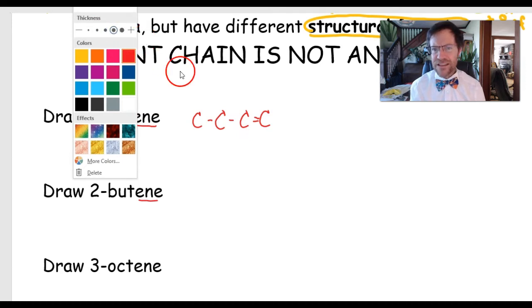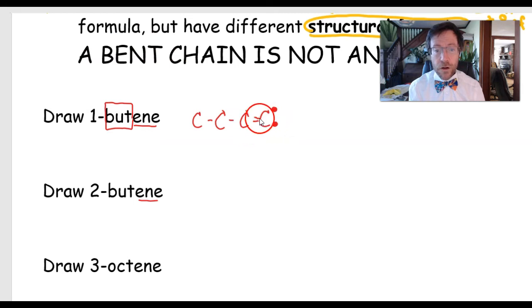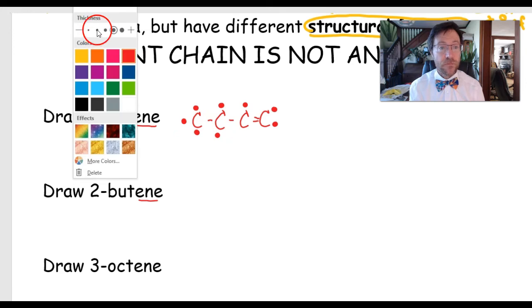I'm going to use dots to save time. And this one has 2, 3, 4. This guy has 3, so he only gets 1 hydrogen. 1, 2, 3, 4. This guy's 1, 2, 3, 4. That was easy peasy lemon squeezy.